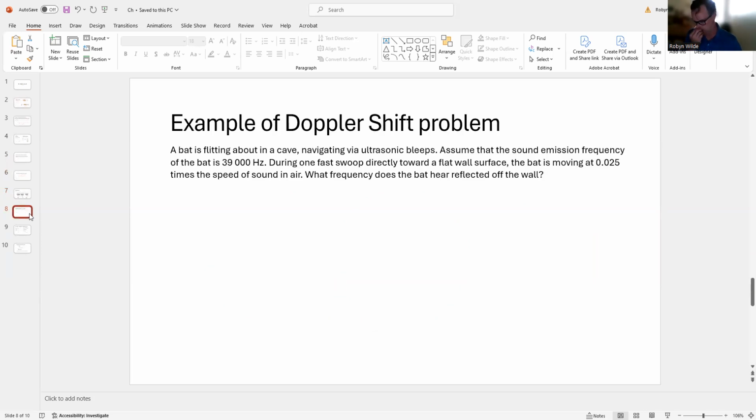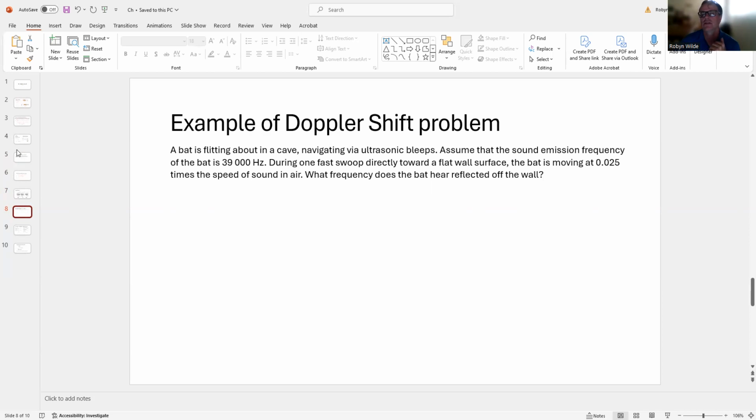So let's do an example. We're going to do an example using a bat here. In this case, we're going to have two Doppler shifts, because the question is, you've got a bat flying towards a wall, and it's going to receive a reflected wave from the wall. The ultimate question is, what is the frequency of that reflected wave?